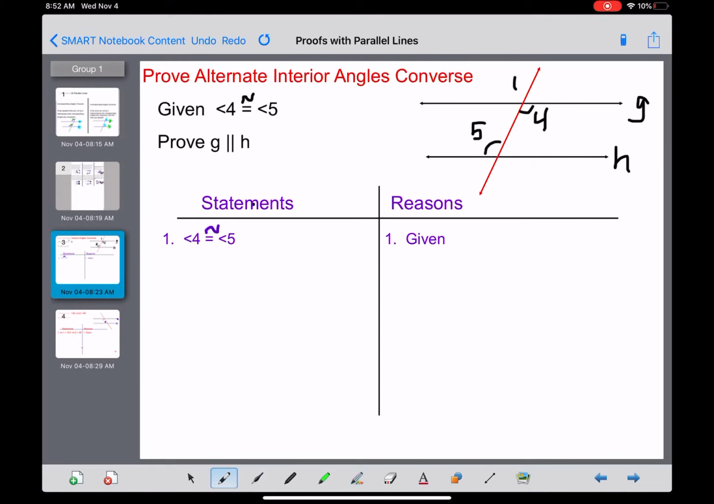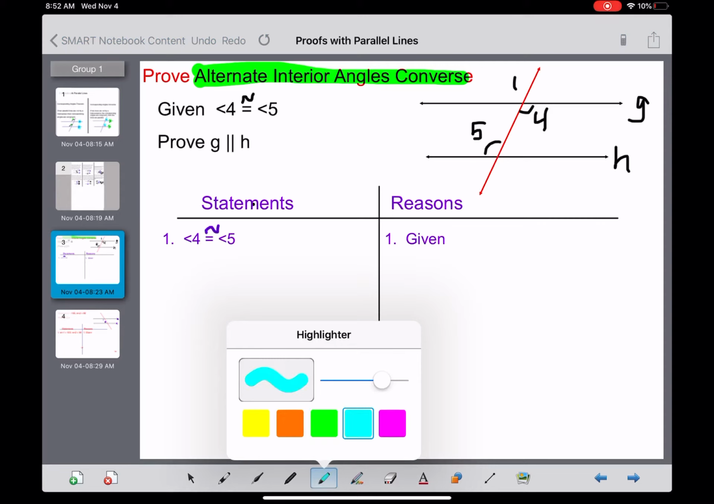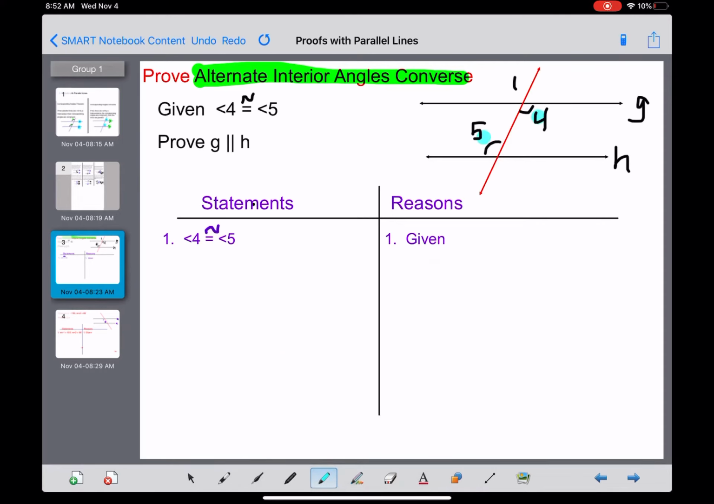So we're going to do two proofs. Our first proof is that we want to prove the alternate interior angles converse. We want to prove that because 4 and 5 are congruent to one another, G and H are parallel. We can't just say that it's parallel because of the alternate interior angles converse, because that's what we're trying to prove. So we're going to start off with our given. The only thing that we were given was that angle 4 is congruent to angle 5, and the reason for that is given.